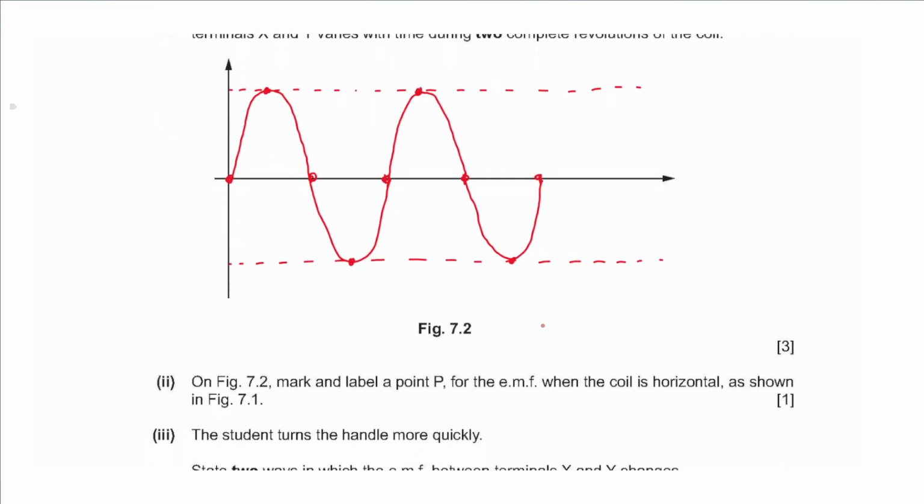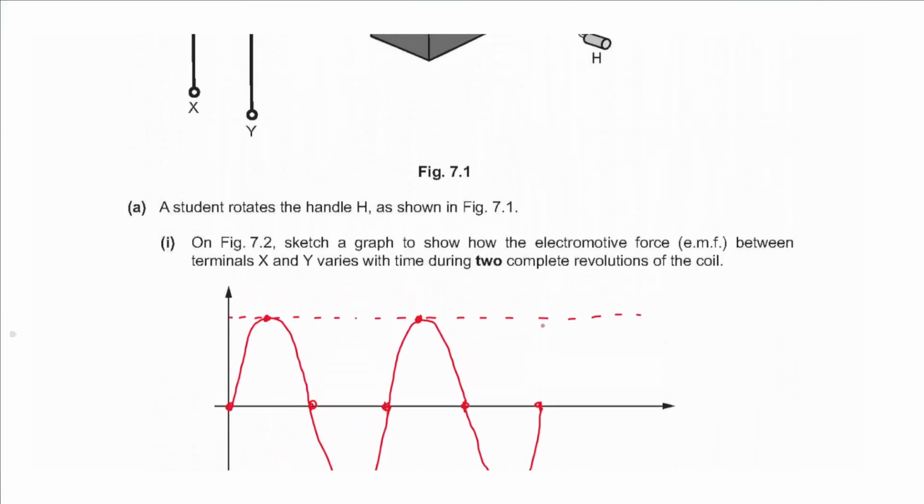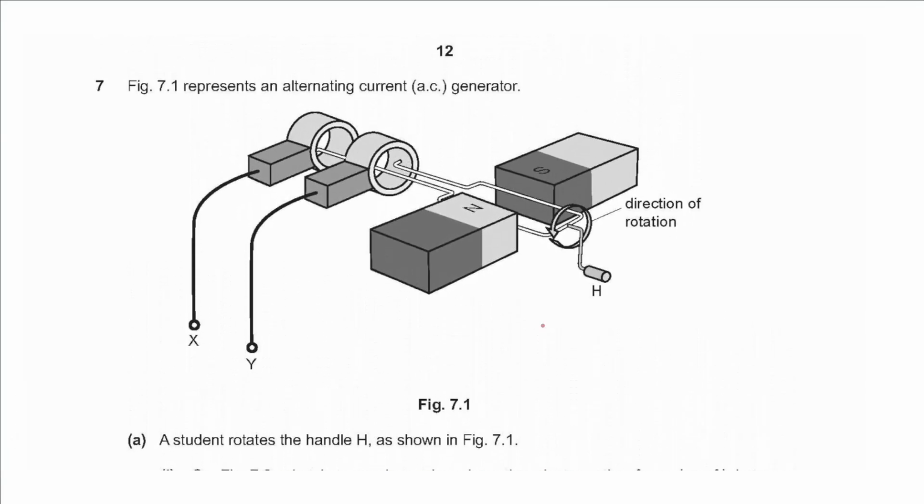Part B says on figure 7.2, mark and label a point P for the EMF when the coil is horizontal, as shown in figure 7.1. When the coil is horizontal like this, it has the maximum rate of cutting the field. So 1 point is moving up and 1 point is moving down, and the field is horizontal.